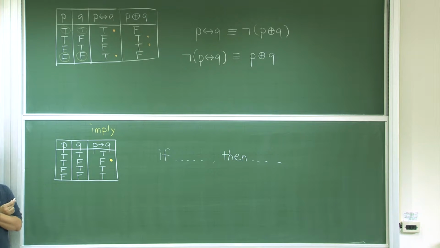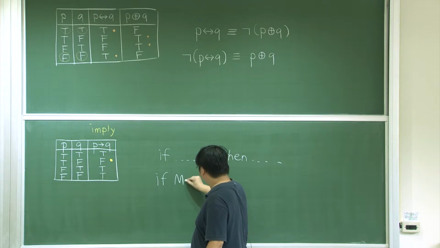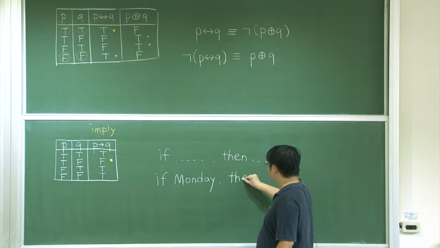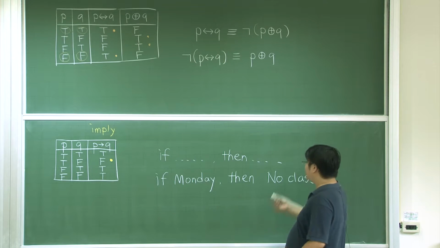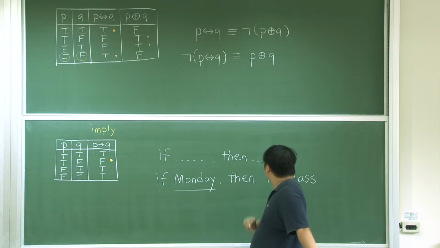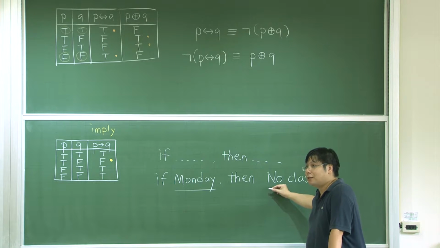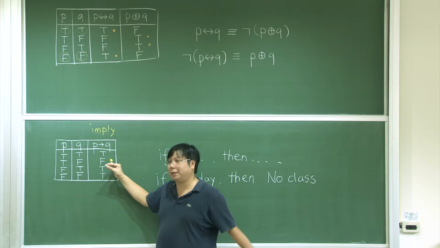We can prove that I'm wrong if you can find out this happens, if something happens. If it is Monday, then I'm not teaching. Then no teaching, no class. You can actually show that this is wrong, because today is really Monday, and we have a class instead of no class. So for this one, we can easily say that it is a false statement.